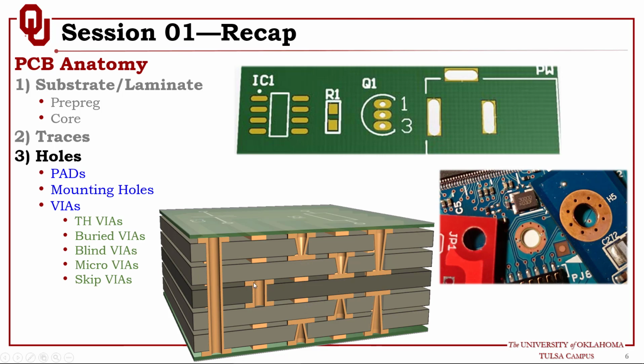The third type is buried via, as we can see in here. It starts on an inner layer and ends also on an inner layer. It doesn't go to the surface at all.